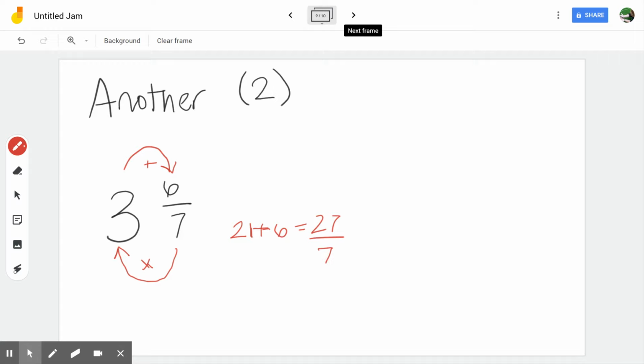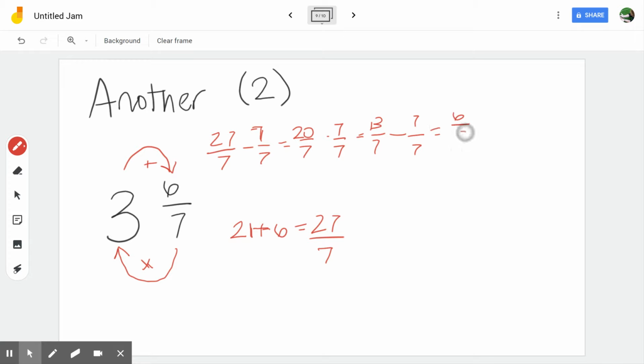Okay? Now here's where you would have to subtract the wholes again. 27/7 minus a whole would be 7/7. We can subtract another whole, which is 7/7, and that gives us 13/7. And then we can subtract another whole, which is 7/7, and we get 6/7. Now, my fraction is now proper.